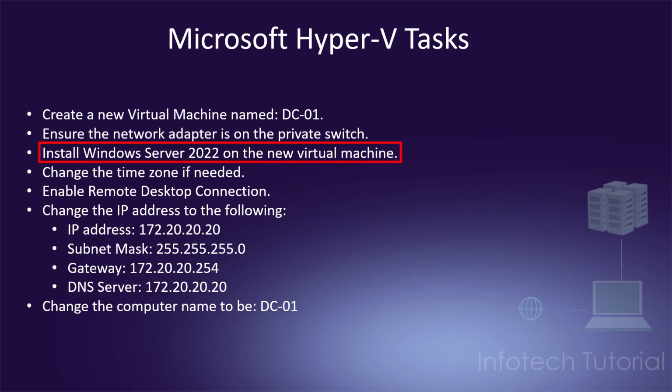We'll install Windows Server 2022 on the virtual machine, change the time zone if needed, enable the remote desktop connection, and we'll change the IP address to have the following IP scheme. So we want the IP address to be 172.20.20.20. The subnet mask is going to be 255.255.255.0. The gateway is going to be 172.20.20.254. And the preferred DNS server is going to be 172.20.20.20. And we're going to change the computer name to be DC-01.